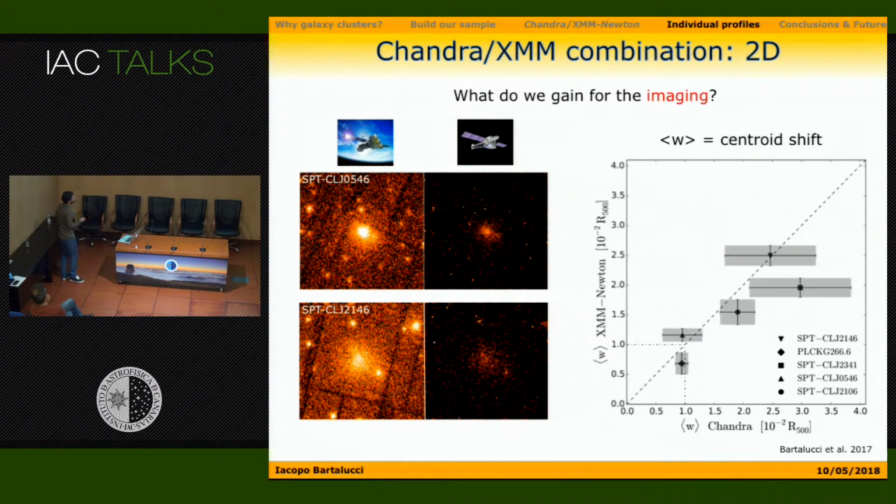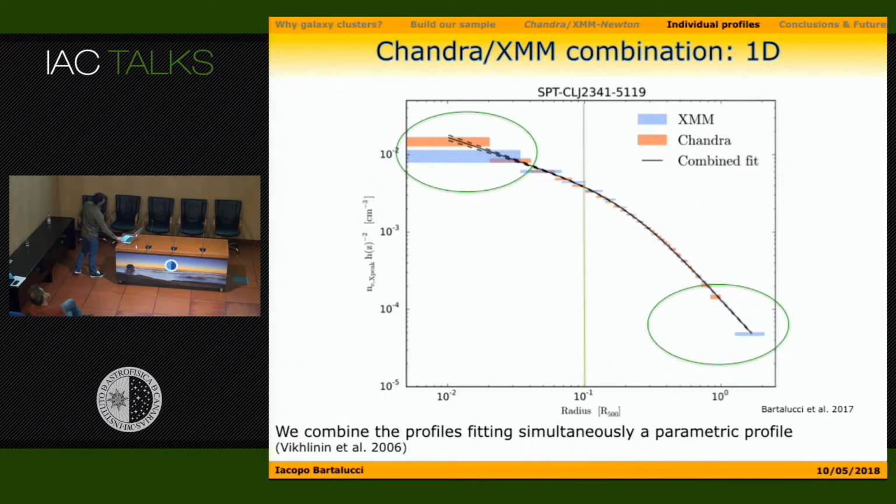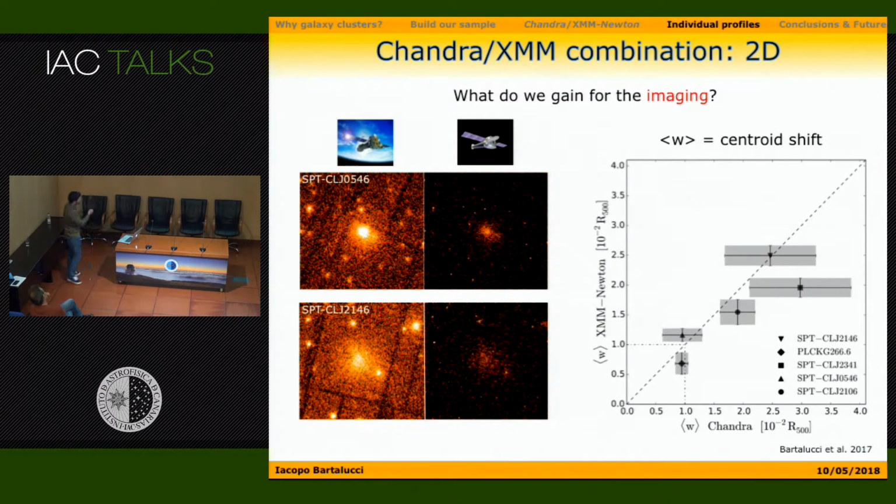But what I would like also to say here is that the combination of Chandra and XMM is really good for the imaging, because here, for example, you see that you have a diffuse emission in the XMM-Newton image of this cluster. And this point source, this AGN, just happens to be in front of a substructure. And you can see here the diffuse emission from this substructure.